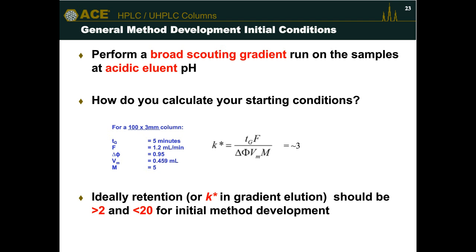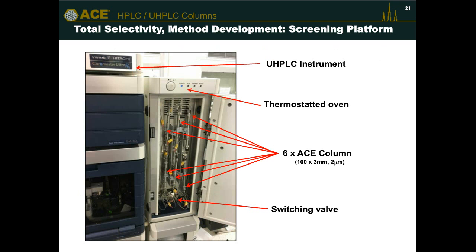Someone else asks about the columns. What are the typical particle sizes of the 6 types of columns that you used for the scouting runs? So the standard platform that we use is 2 micron. On the slide, it says 6 times ACE column, 100 by 3 millimeter, 2 micron. That's our standard screening system. We use that for all of our initial method development work, and then we make our decisions based on the data that we get from those first 6 screens.